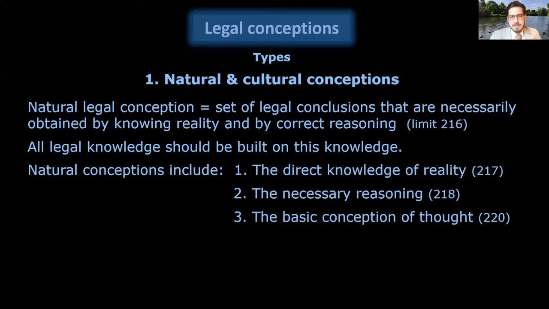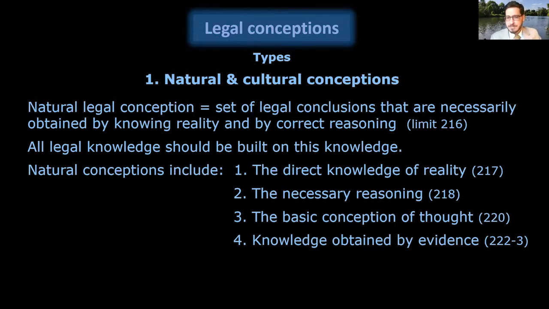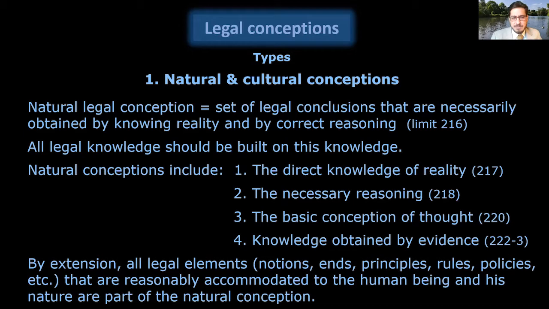Okay, next one. Knowledge obtained by evidence. There could be two kinds of evidence, the evidence of the senses, but also the evidence of the intellect. Finally, we can add that natural legal conceptions could have so many elements, notions, principles, rules, policy, and so on. Let's see now the code. I will show you the code.